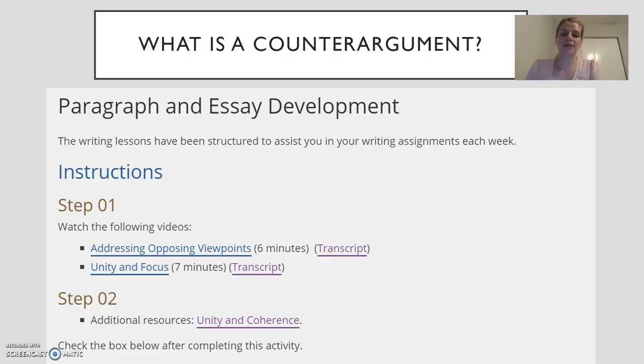Okay, so what is a counter argument? You will notice that this is actually a part of your rubric for your critical thinking essay that you need to include a counter argument. So what that means is that you need to understand how other people would disagree with what you say, and you need to provide evidence that your opinion is still correct, even in spite of the fact that other people might disagree with you.